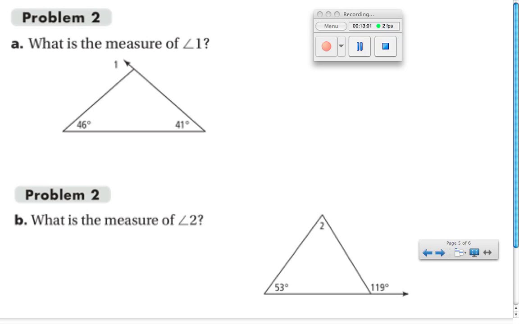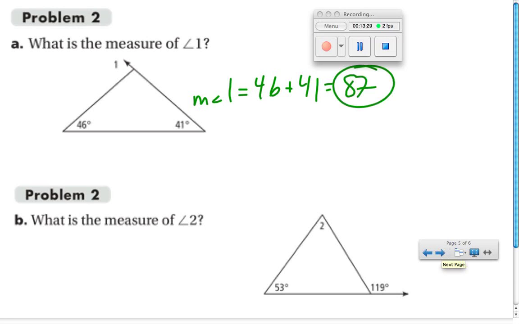Angle 1 is an exterior angle. And one of our properties of today says that an exterior angle equals the sum of the two remote interiors. Do I know my two remote interiors in this diagram? Yes, so I can just add them together. The measure of angle 1 will equal 46 plus 41. So that's 87. And that's all we were asked for in part A.